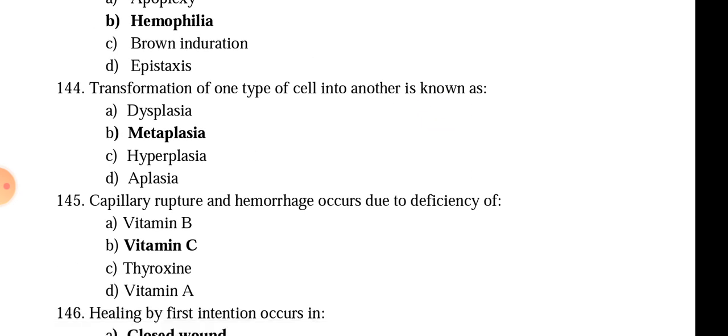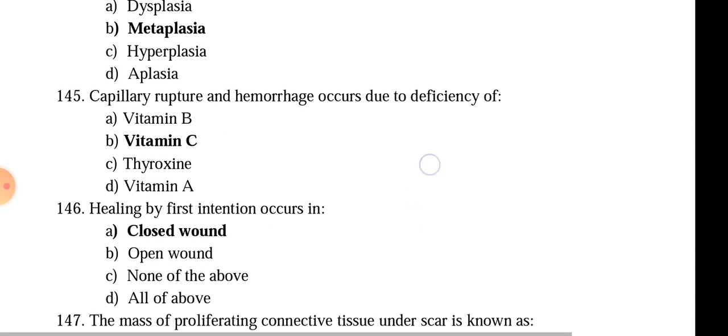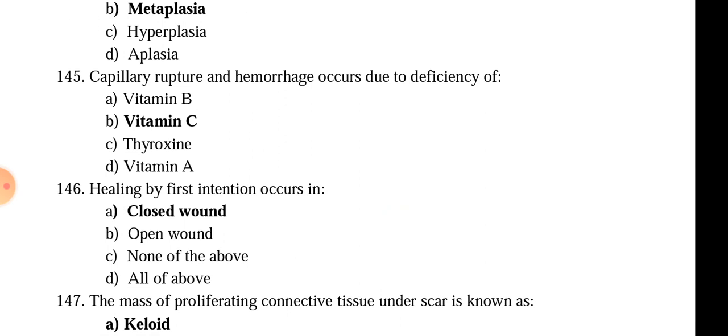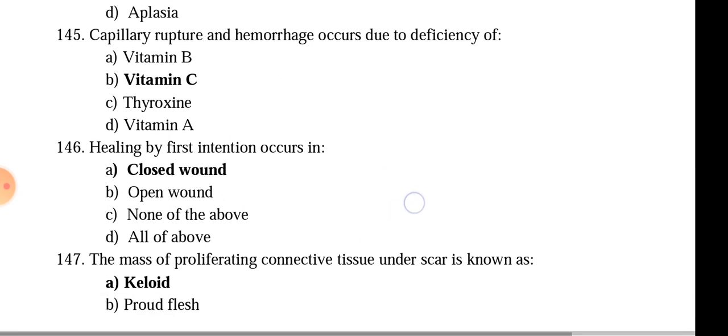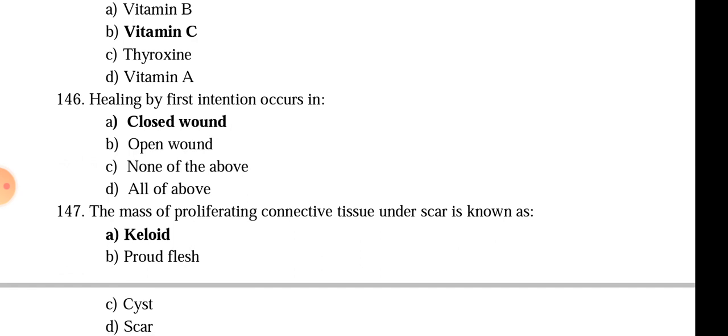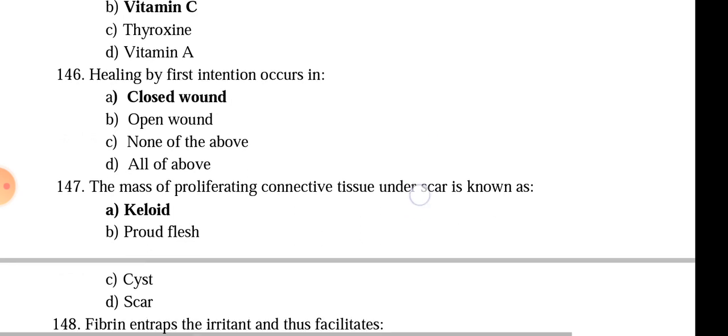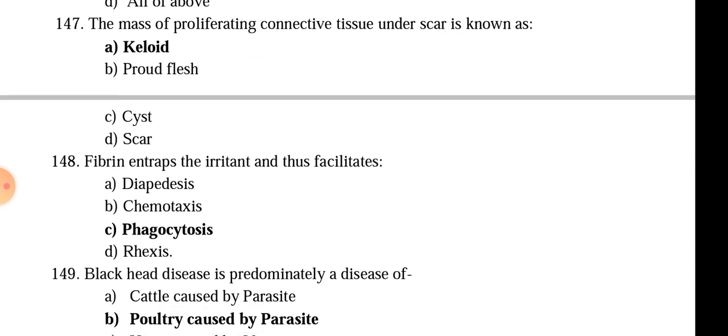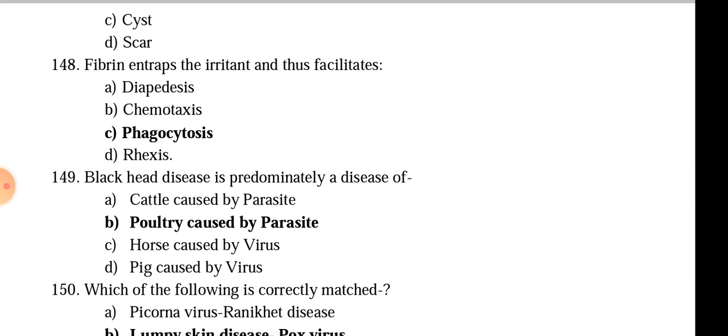Transformation of one type of cell into another is known as metaplasia. Capillary rupture and hemorrhage occur due to deficiency of vitamin C. It is a repeated question. Healing by first intention occurs in a closed wound. The mass of proliferating connective tissue over a scar is known as keloid. Fibrin entraps the irritant and thus facilitates phagocytosis. Blackhead disease is predominantly a disease of poultry caused by a parasite.